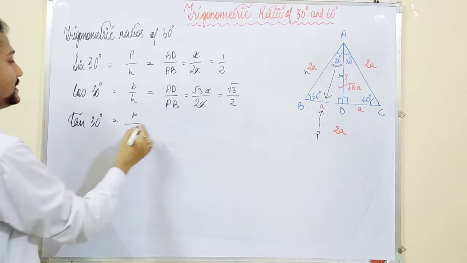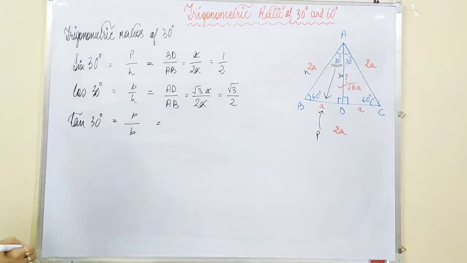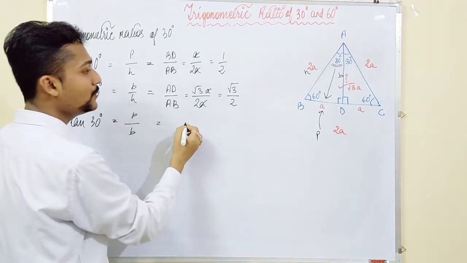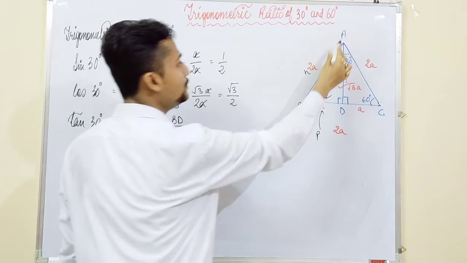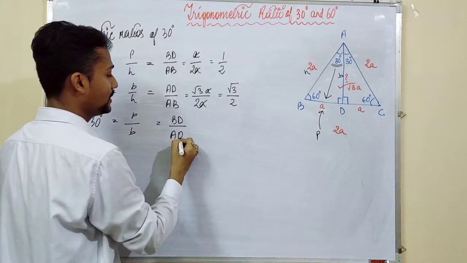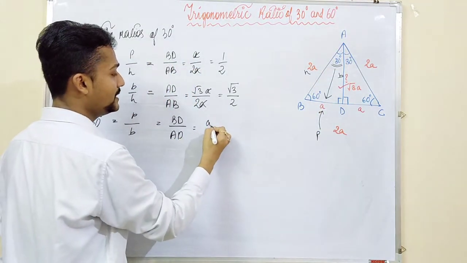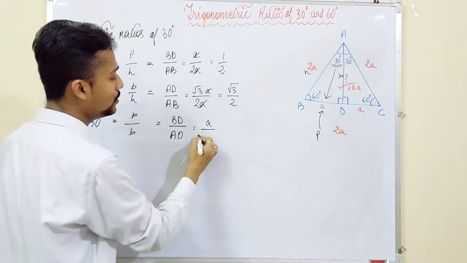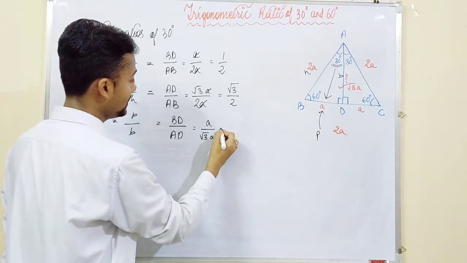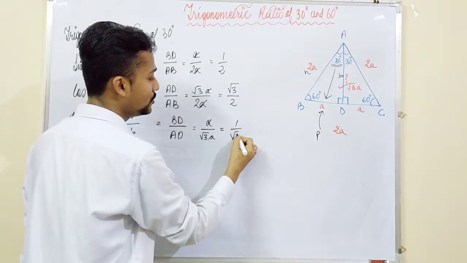Okay? Tan 30 degree is equal to P by B. P is equal to BD, and B is equal to AD. So BD is equal to A and AD is equal to root 3A. A cancels, 1 by root 3.